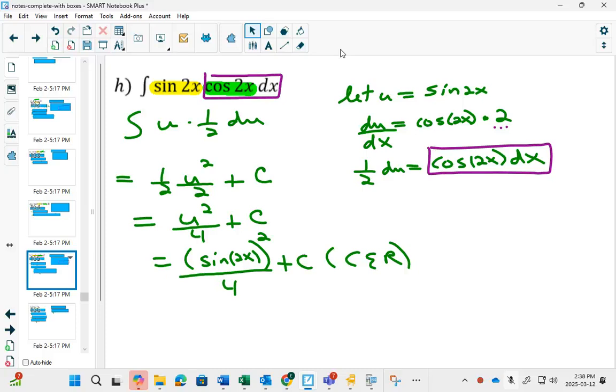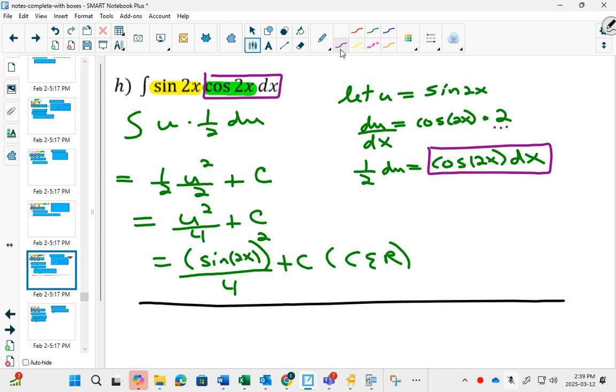So notice the derivative of sine 2x is cos 2x times 2. But our original question didn't have the cos 2x times 2. But if the only thing that's different is a constant in front or multiplying by some coefficient, you can still rearrange to have it work. Now, I said I wanted to have fun with this.